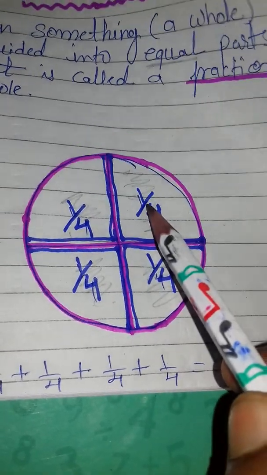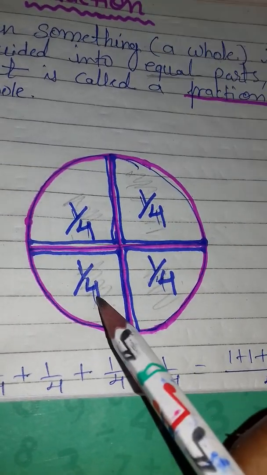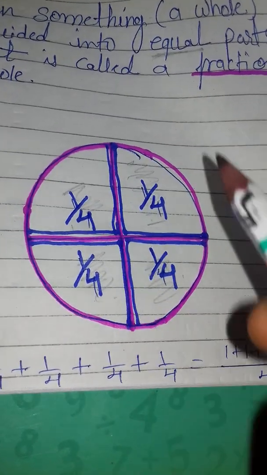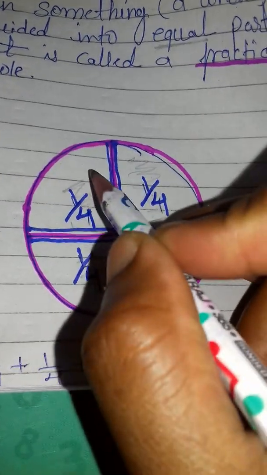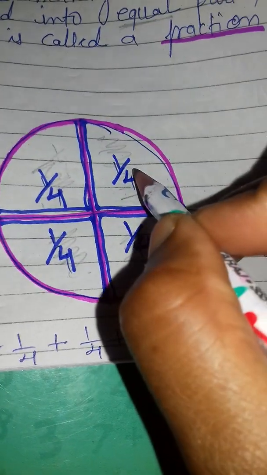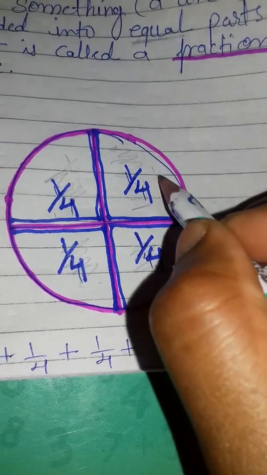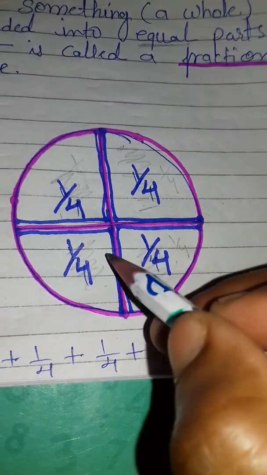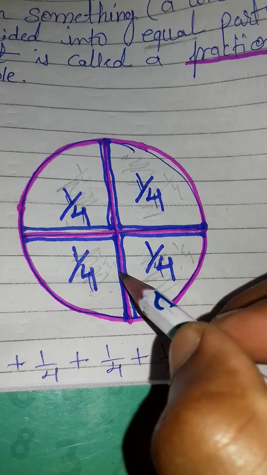Now this is a whole circle, and we have divided it into 4 parts: 1, 2, 3, 4. So the total number of parts is 4. This part is saying that I am one part of these 4 parts. This part is also saying the same thing, and so are the others.